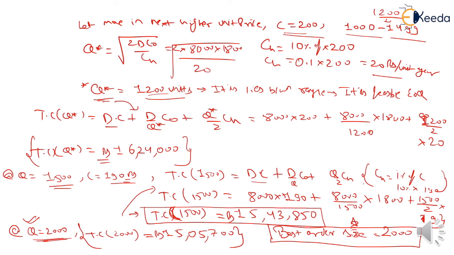If the question asks for the feasible EOQ, then the feasible EOQ is 1200 units and the feasible total cost is this. But if the question asks for the best order size, we determine the total cost corresponding to the higher order sizes, and at the order size of 2000 the total cost is minimum compared to the others. So the best order size is 2000, that is your answer.